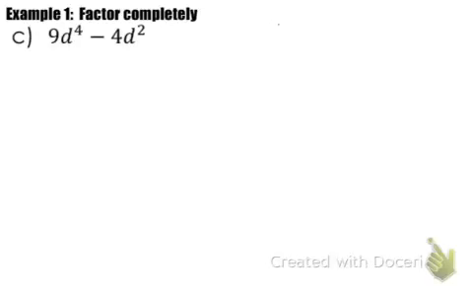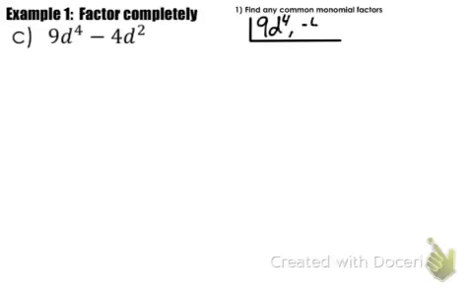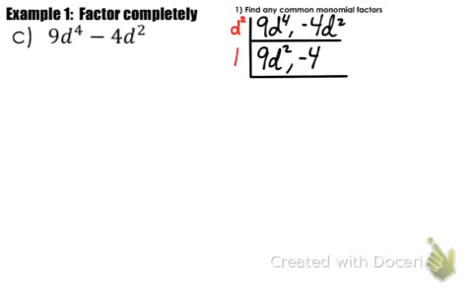So in part C we have 9d to the fourth minus 4d squared, and we always first want to factor out any common monomial factors. So we're going to write our two terms, 9d to the fourth and negative 4d squared. It looks like from both of these two terms we can factor out a d squared. So they both have a d to the second power that we can divide out. When we do that, we're left with a 9d squared minus 4, and that's it.